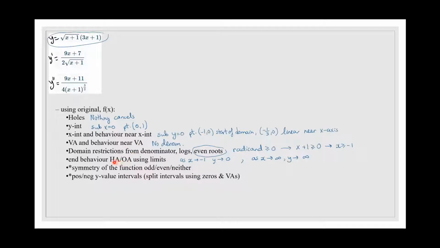In terms of the horizontal asymptote or oblique asymptote, that usually will occur when you have a rational function. But because we have no denominator, we don't have any vertical asymptotes or horizontal asymptote or oblique asymptote for this question.